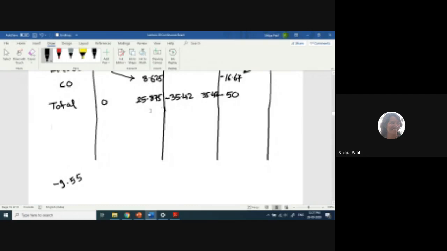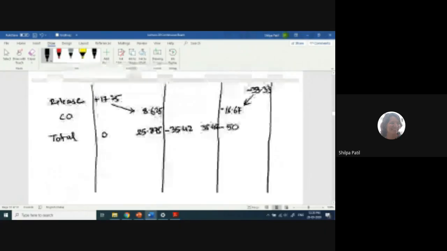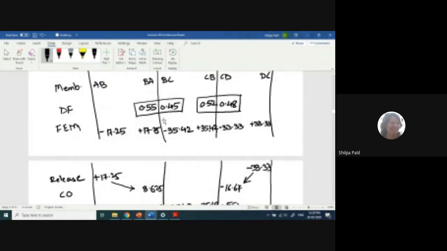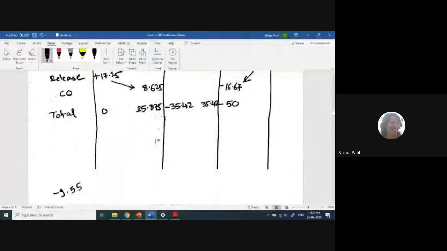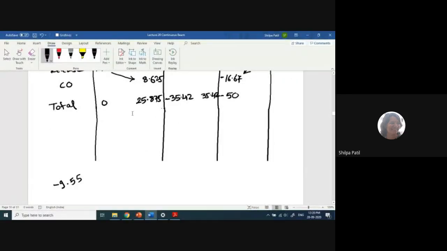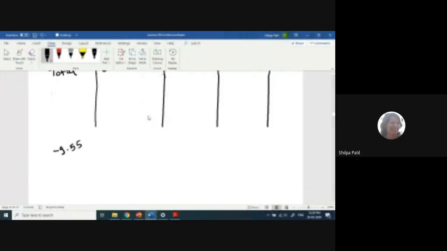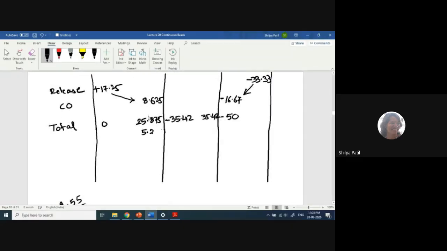Now I have to balance this moment by applying an equal and opposite moment. So I have to apply plus 9.55 moment here to balance this total moment. When we do the balancing by applying the 9.55 moment, it will get distributed to the two members at this joint with the distribution factor of 0.55 for BA and 0.45 for BC. So for BA it will be plus 9.55 into 0.55. What is the value? 5.25. So this value will be 5.25 and it is positive.